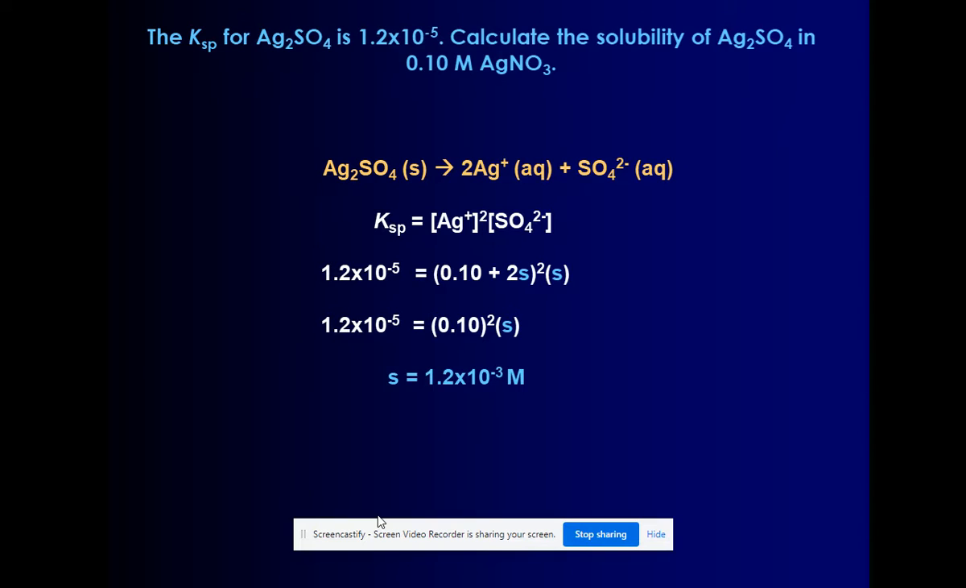If you had accounted for the 2s and solved for it graphically, I think you still would have gotten this answer. 0.0012 would not even have influenced the sig figs for that 0.1 molar concentration. If we had not had the silver ions present in the form of silver nitrate, we would have expected the solubility to be much greater. We would have expected more of the silver sulfate would have needed to dissolve to reach that Ksp value. So having a common ion can reduce how much you need of the particular solid to dissolve before precipitation occurs.